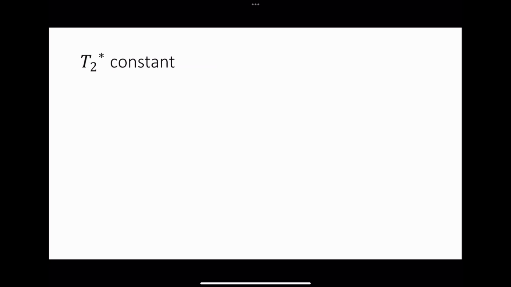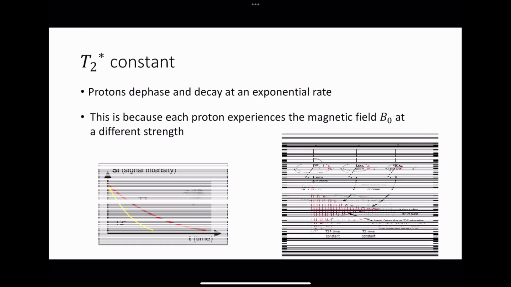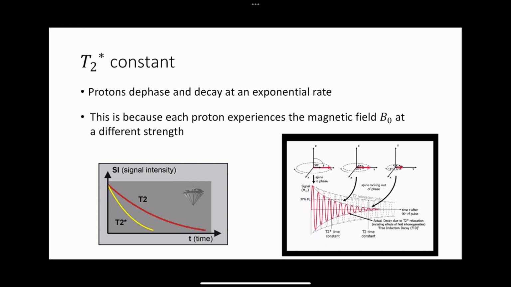As mentioned, the protons dephase and decay at an exponential rate. This is seen in the free induction decay graphs shown previously in red, blue, and green. This is because each proton experiences the magnetic field, noted as B0, at a different strength. This means the protons are never truly synchronized, so over time, the difference in precessions adds up and leads to an increase in asynchrony. As seen on the bottom left, the T2 is shown in red and the T2 star constant in yellow. And on the bottom right photo, the progressive series is shown with a graph.